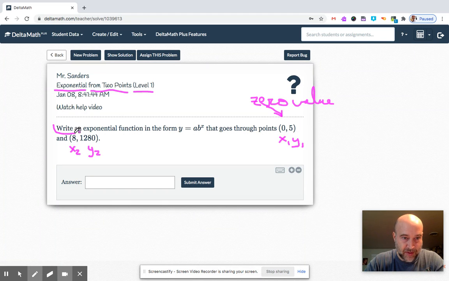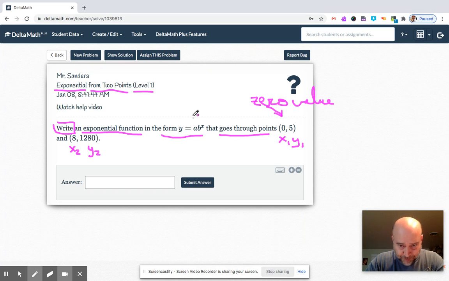All right, they're asking us to write what? An exponential function in this form right here. And it has to go through these 2 points. Okay, so remember exponential functions have a growth that has a common multiplier or a common ratio, sometimes they call it, but basically it's a growth through multiply or divide, depending on what kind of number we have. So it's always multiply, but it can be altered to make it divide.